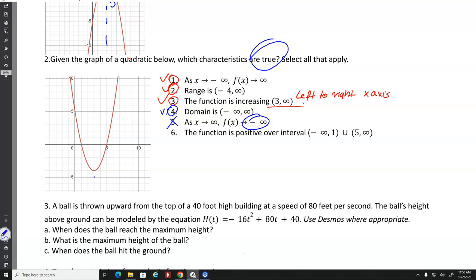Now question 6: the function is positive over the interval, again on the x-axis, from negative infinity to 1 and from 5 to positive infinity. We're looking from left to right at the x-axis for positive numbers, so above 0. These are positive, above the x-axis. These right here are negative, and we're not looking at them. We're only looking at the positive. So I'm coming from negative infinity and stopping at this number right here, 1. All of these values up here are positive.